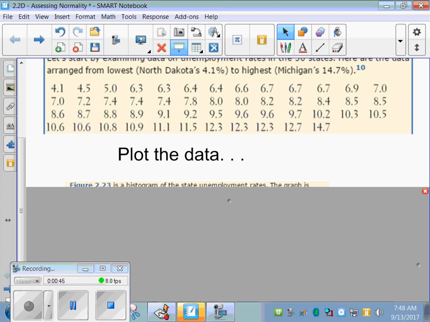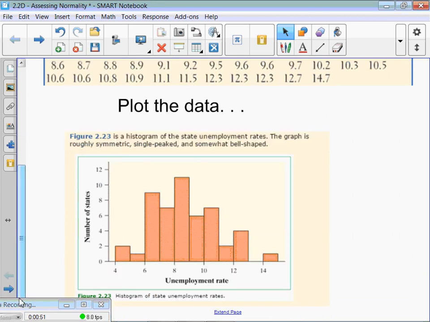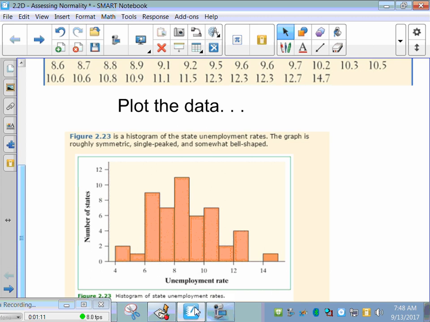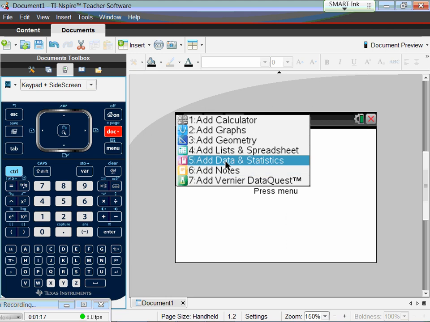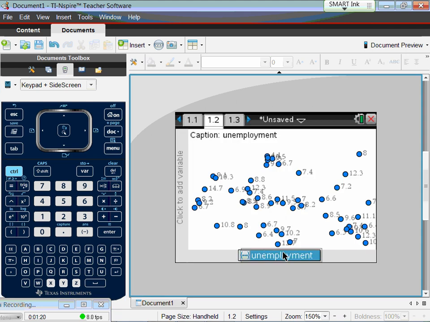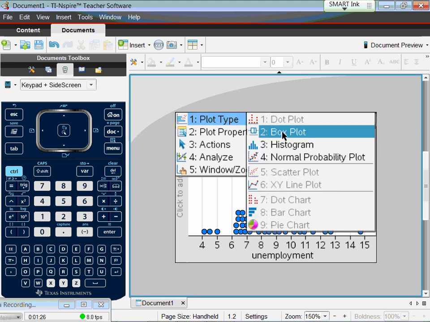All right, you guys, the first way to check is by making a graph. Make a quick histogram. Remember you can press Control plus Doc to add a page, and then add Data and Statistics. At the bottom, put whatever you titled it, unemployment, and then go to Menu, Plot Type, Histogram.